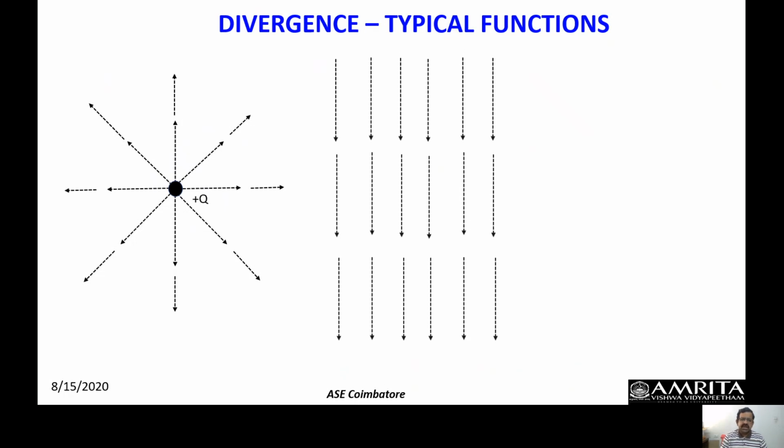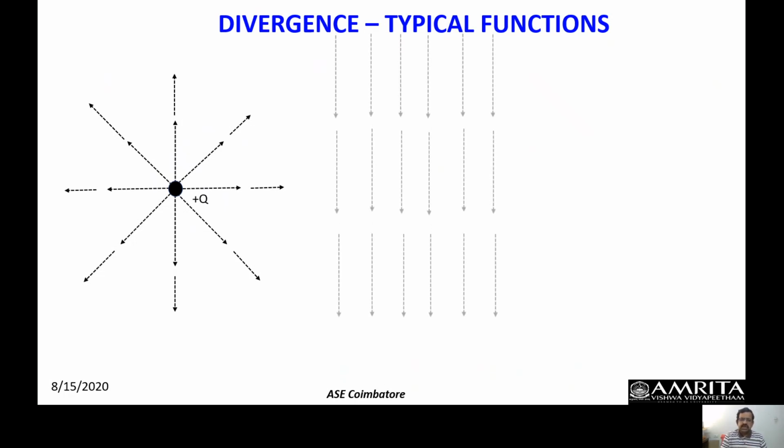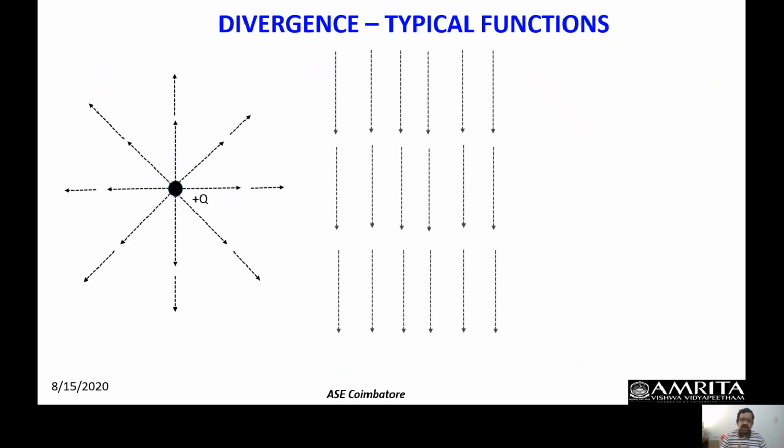Now, this is another function. We'll come to the divergence estimation for all of these functions shortly. So this is another function. Here you see the fluid flow from the top, and it is flowing very uniformly.